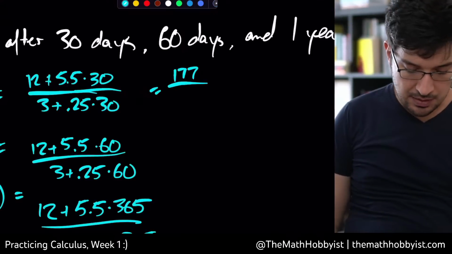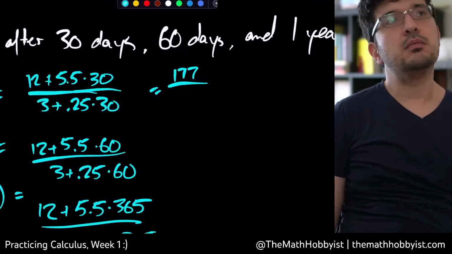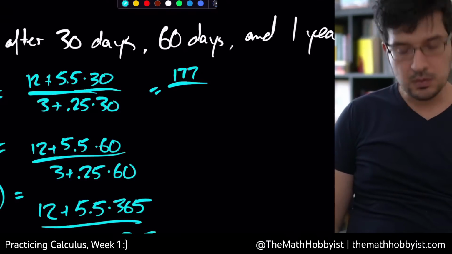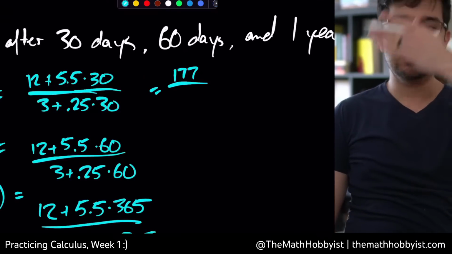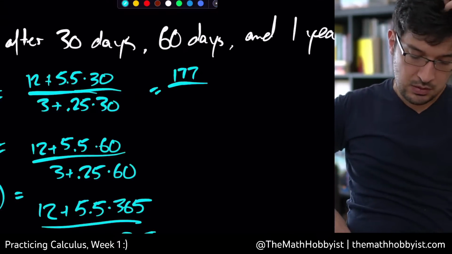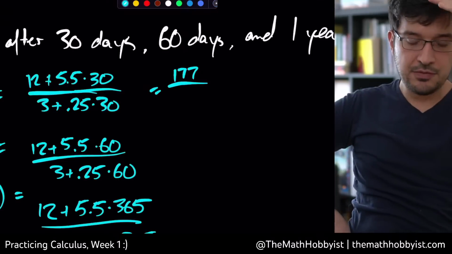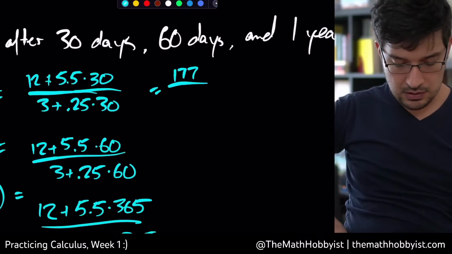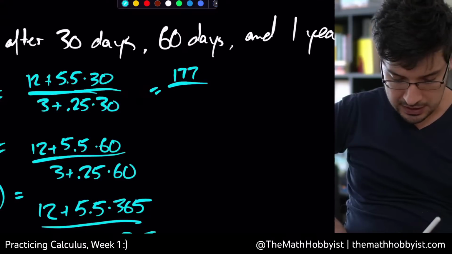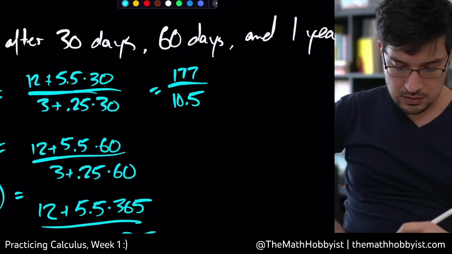Okay, and then the denominator. What is a quarter of 30? A quarter of 30 is the same as dividing by 2 and then dividing by 2 again. So what is half of 15? Half of 15 is 7.5. So the denominator is going to be 10.5.